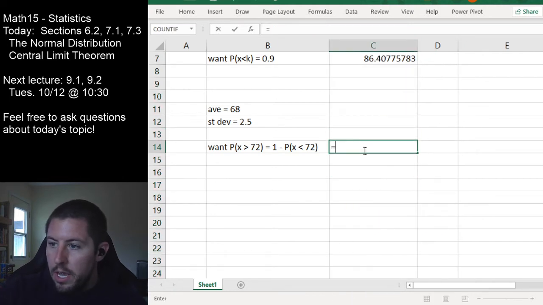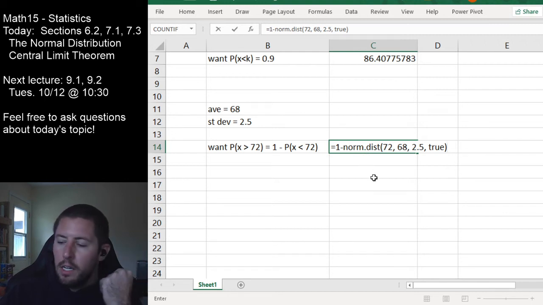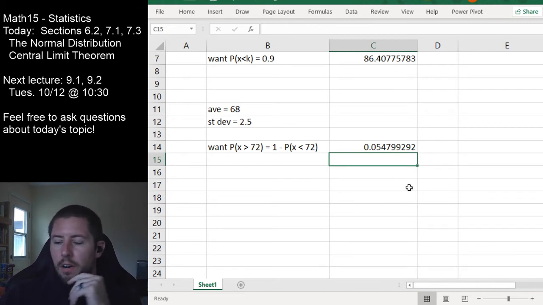So I'm going to do equals 1 minus, and then I'll do my norm.dist. I'll give it the x value of 72, the mean of 68, the standard deviation of 2.5. Cumulative will always be true for our normal distributions. And again, we were guessing that our answer should be about 10% of people will be taller than 72 inches. And here, okay, we were a little bit further off, about 5%.